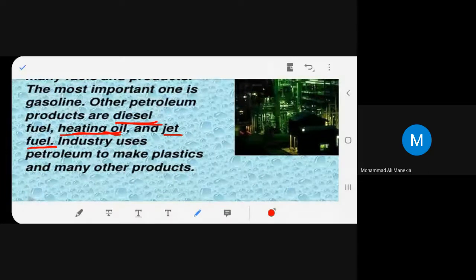For aeroplanes, we are using kerosene. Have you heard of rocket fuel? It's all types of kerosene. Is this clear? Also, industry uses petroleum. Now, there are other industries which are using petroleum for making plastics. You understand? That we have already learned earlier.